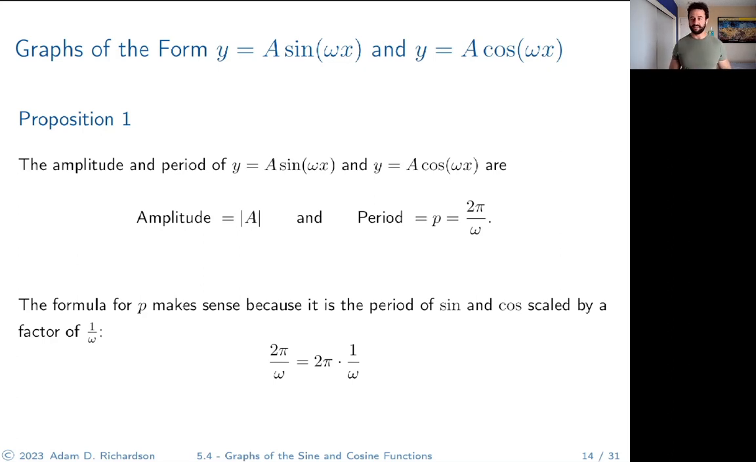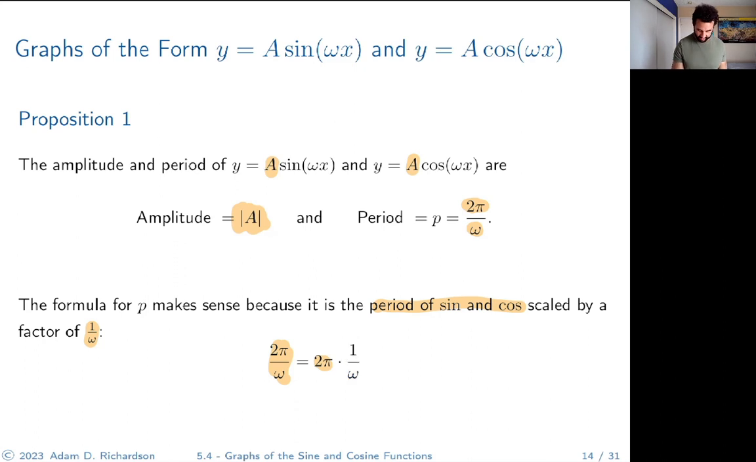So how exactly does this affect the period and how does this affect the amplitude? The amplitude is the absolute value of this coefficient A. And the period is going to be 2 pi divided by omega. The formula for the period makes sense, right? Because the period of sine and cosine is 2 pi, and we're scaling it by a factor of 1 over omega. So 2 pi over omega is 2 pi times 1 over omega.